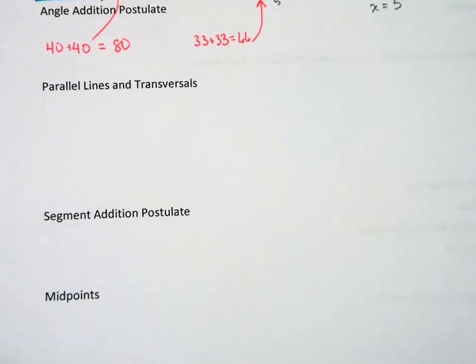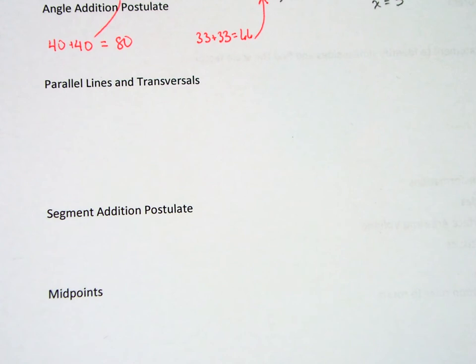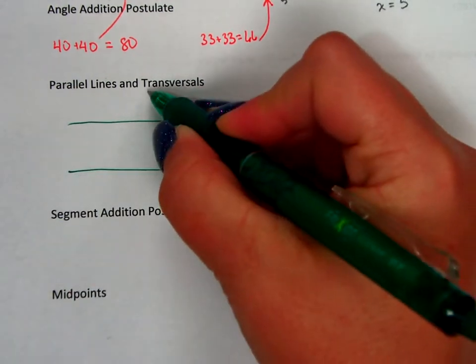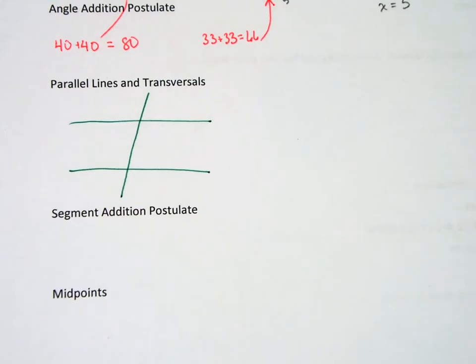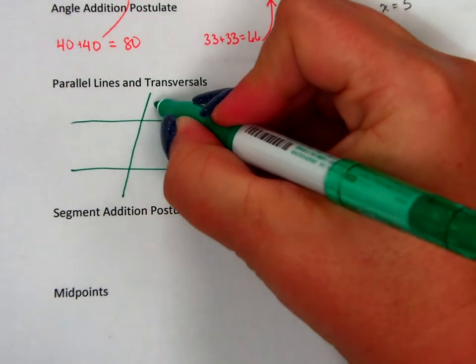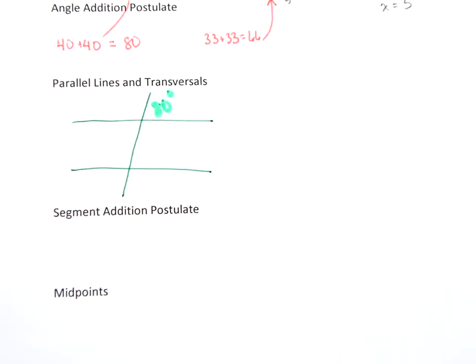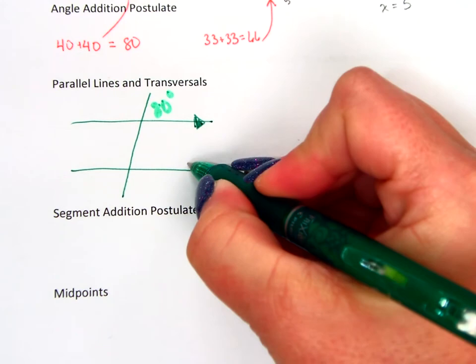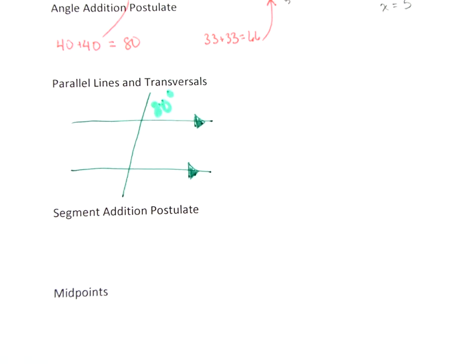Okay. Then you're going to have where you have to identify angles in parallel lines and transversals. So if I have 2 parallel lines and a transversal, if I know one of the angles, let's say I know this angle here is, I don't know, 80 degrees, if these lines are parallel, can I find all the other angles in that picture?